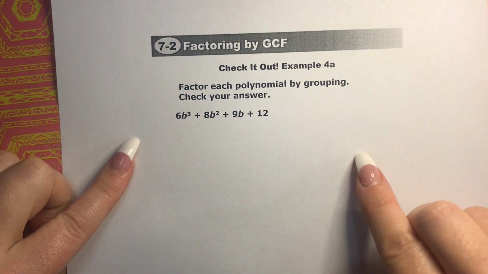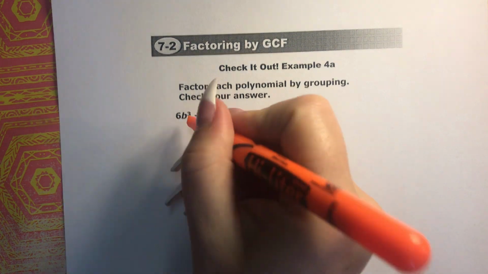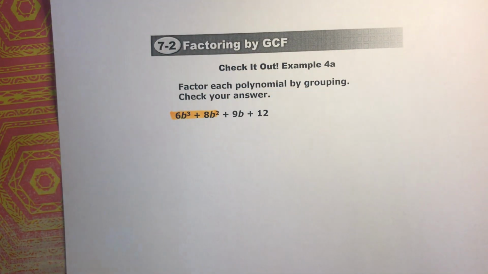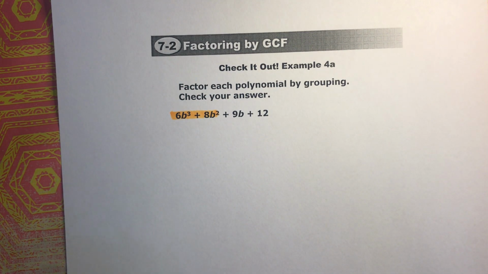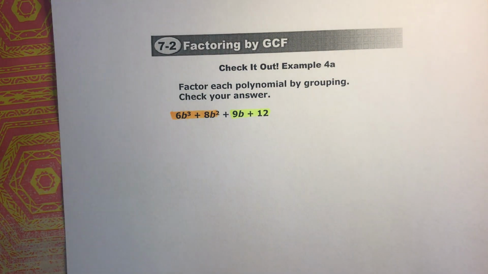All right, so what do we see? We see there are 4 terms, so we're going to factor by grouping, right? So we're going to group those first two together, and then we're going to group the second two together. Okay? And factor out that GCF, right?